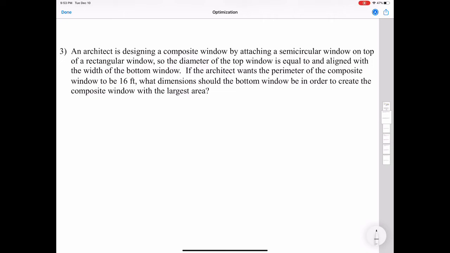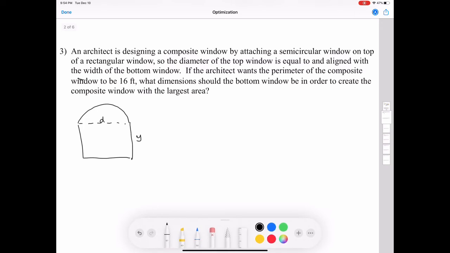Oh my goodness. Okay, so let's draw our picture. We have a semicircle on top with a rectangle on the bottom. We call this here the diameter, d, and we have some type of y value here for the height. And we're given some information. Let's take a look here.